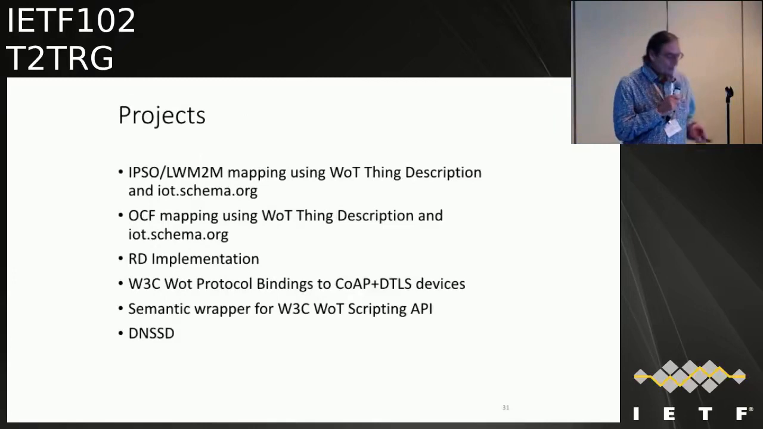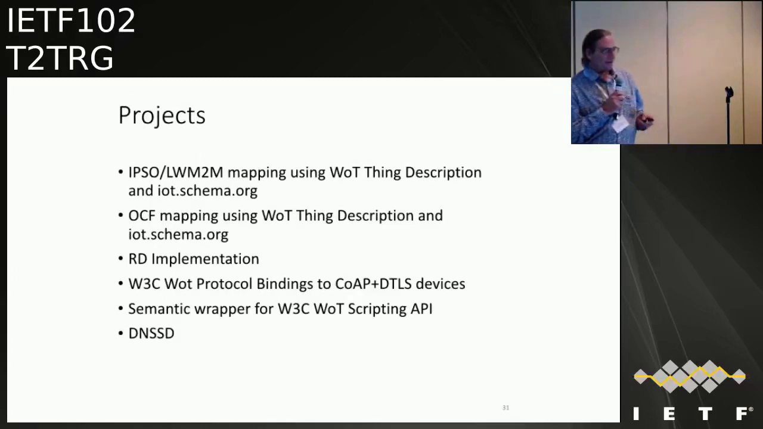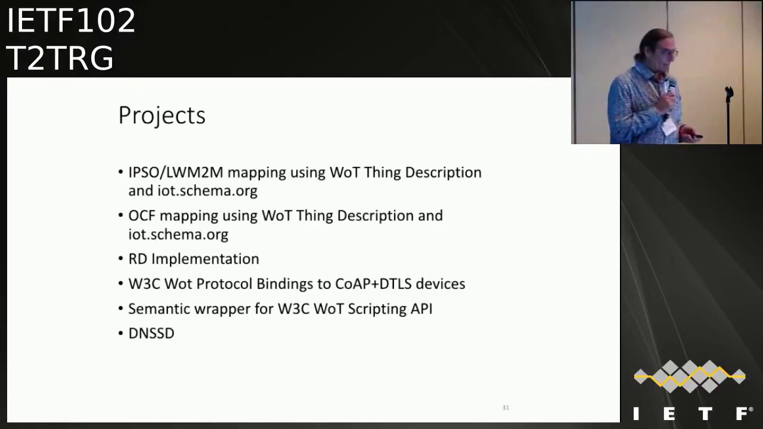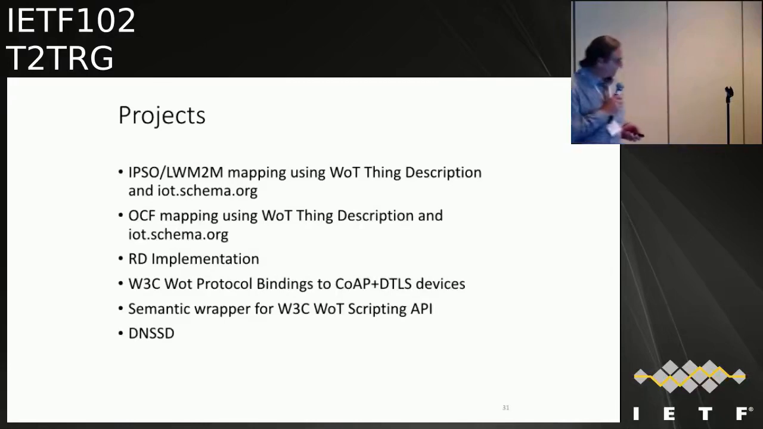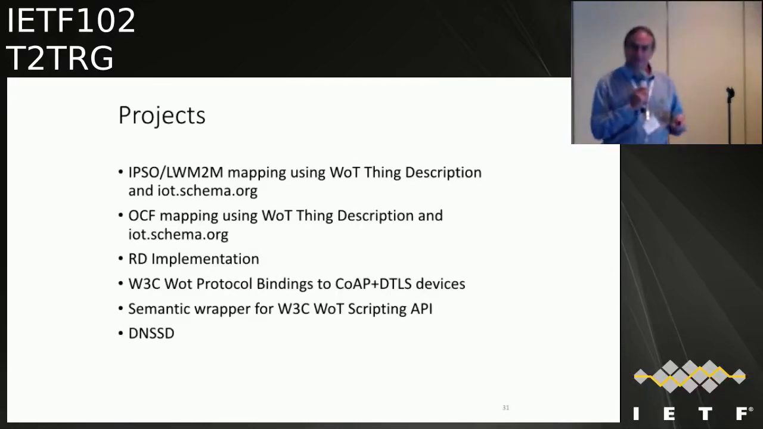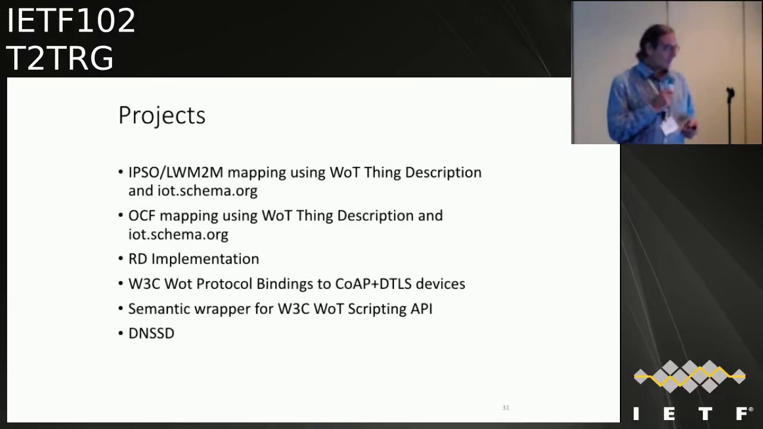And the projects that we had in the hackathon are basically looking at how do we map IPSO and lightweight M2M to abstract models using thing description and IoT schema. How do we map OCF the same way? How can we build an RD, a core resource directory implementation that can be used for semantic lookup and higher layers than just the current RD?